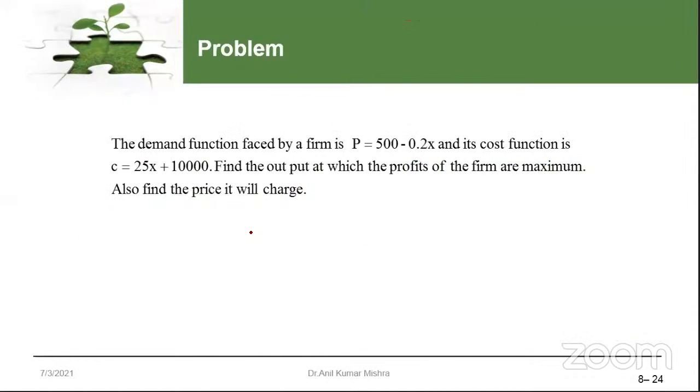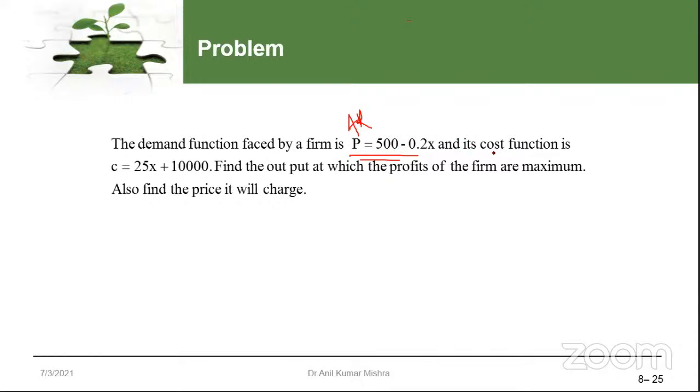Now, after that, move to a numerical problem. Suppose it is given to you that the demand function faced by a firm is P equals 500 minus 0.2x. This is your demand curve. This is your average revenue curve, right? Demand means this is called the average revenue curve, right?